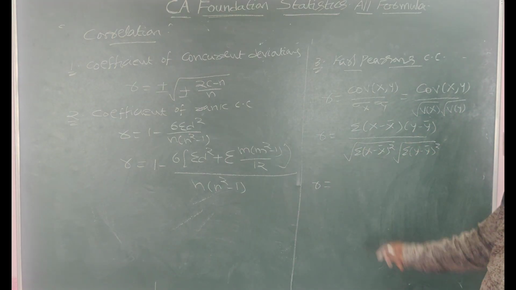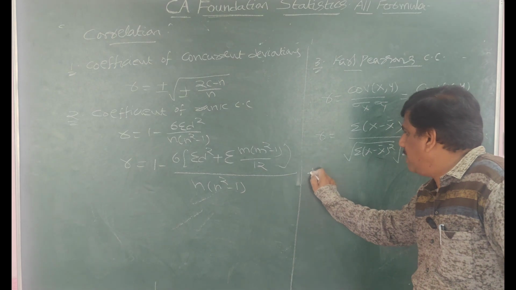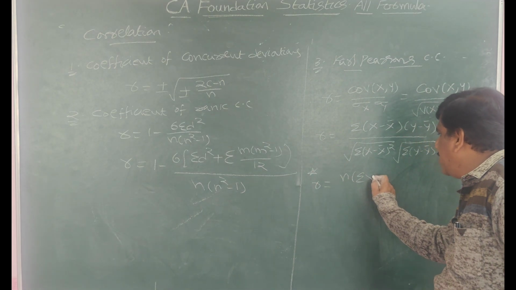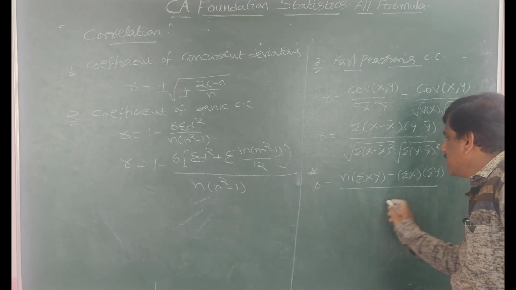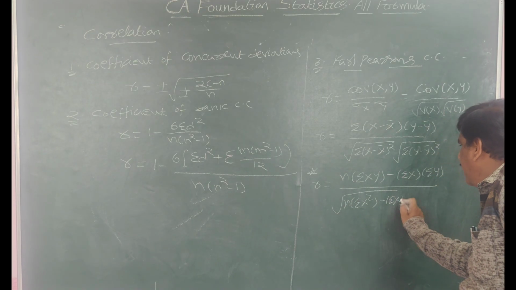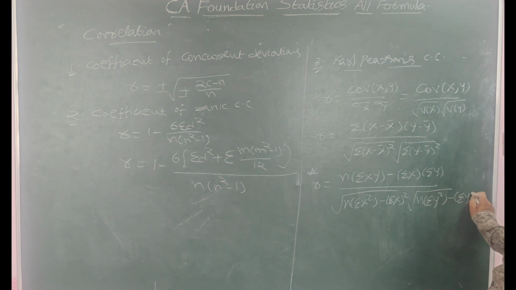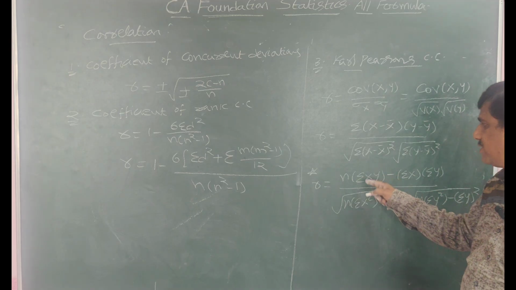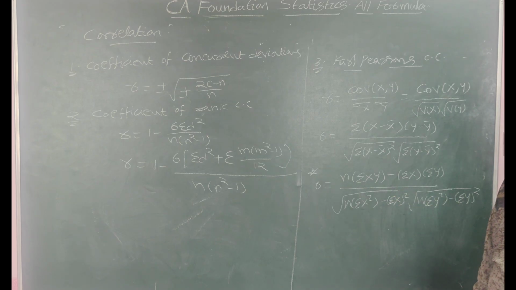And another formula, the no deviations method. Whenever values are given without covariance, standard deviations or deviations, you will mostly use this formula. The formula is n into summation xy minus summation x into summation y divided by square root of n into summation x square minus (summation x) whole square and square root of n into summation y square minus (summation y) whole square. This is known as the no deviations method formula for the correlation coefficient. These are the Karl Pearson correlation coefficient formulas. These are the basic formulas involved in correlation.